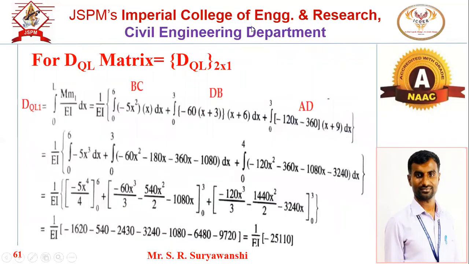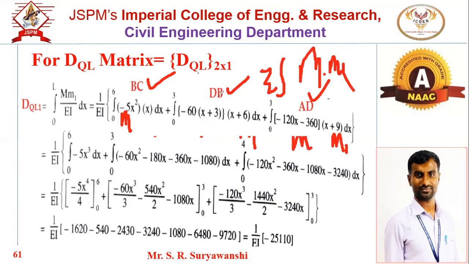So likewise, this is for DQL1. See here, this is for BC zone plus DB zone plus AD zone. Means this will be m, this will be m1, this will be m, this will be m1, here it will be m, here it will be m1. So that's why it is summation, integration, m into m1 within the limit we know. So you have to just put all the values in the calci, you will get the answer. हे calculation करत बसायचं नाही तुम्ही. Just simplify this equation, put it on the calci, you will get the answer.